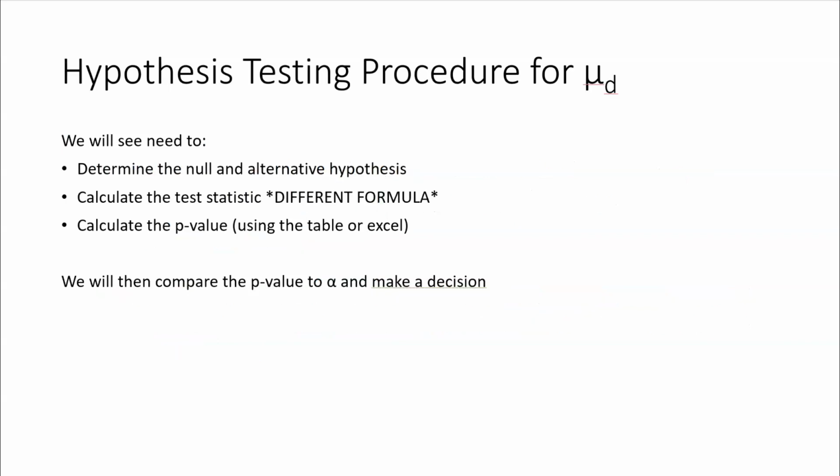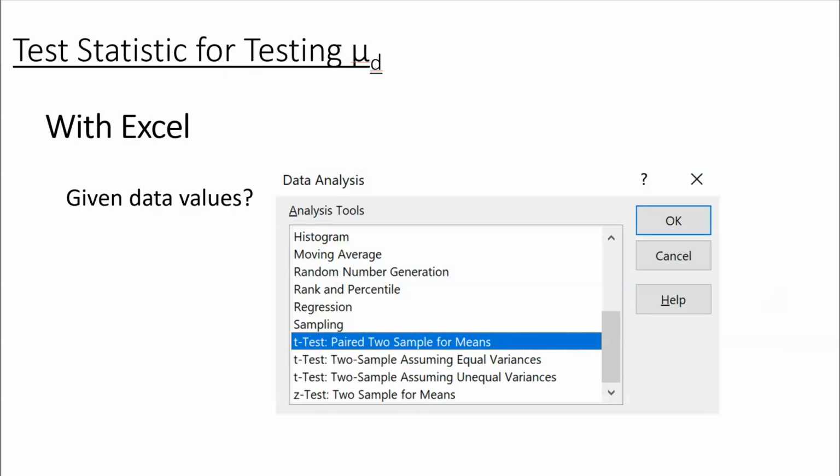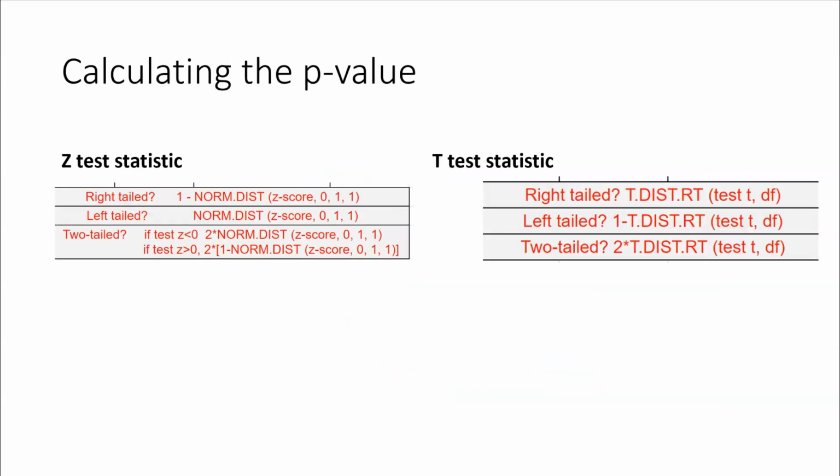So now let's actually do the hypothesis testing procedure with the p-value approach. We're not going to use the confidence interval approach. We already know how to do a null and alternative, but we need to know how to grab our test statistic, and we know how to do the p-value, and then we'll make a decision. To determine the test statistic, it's just this one formula here, and you can use Excel if you're given data values. Again, just remember that this is how we calculate the p-value.